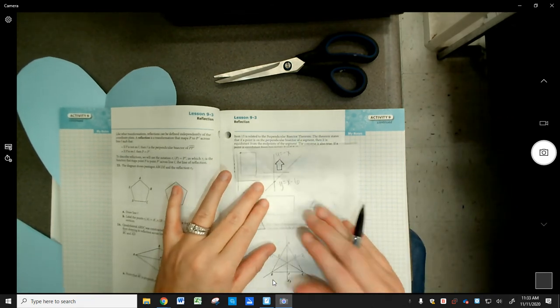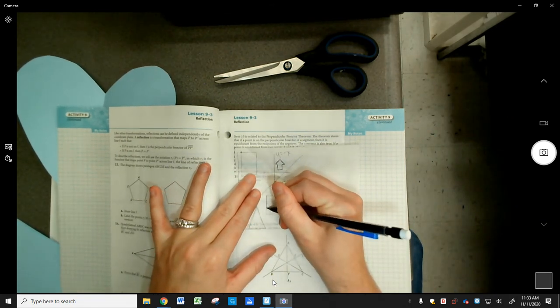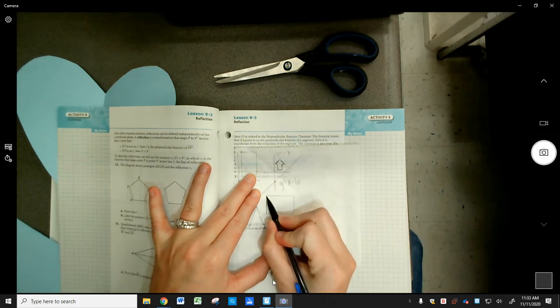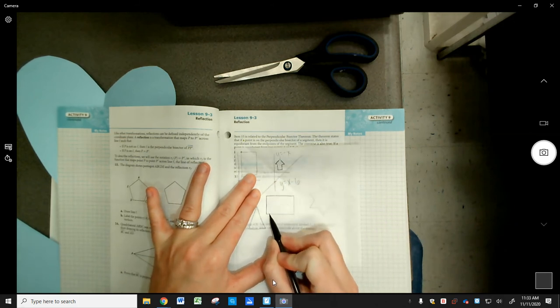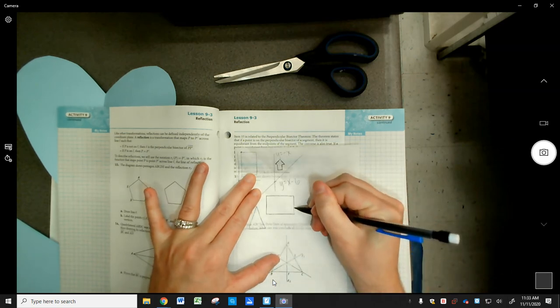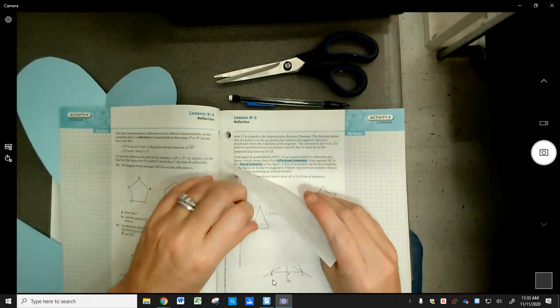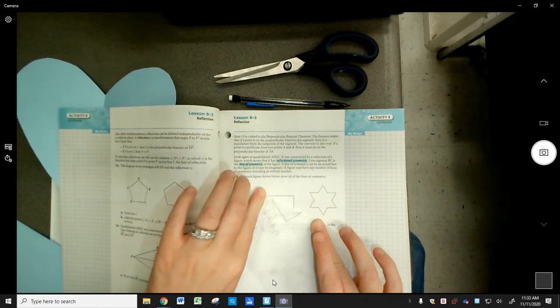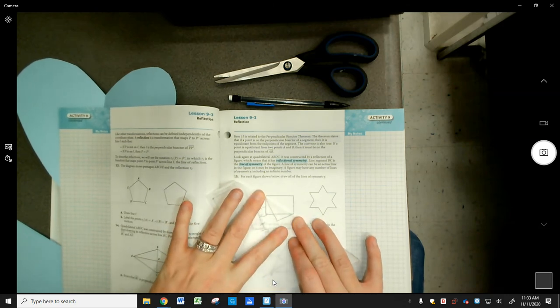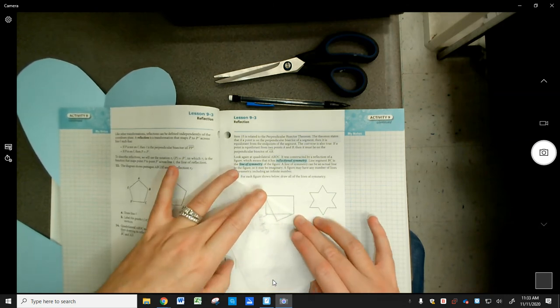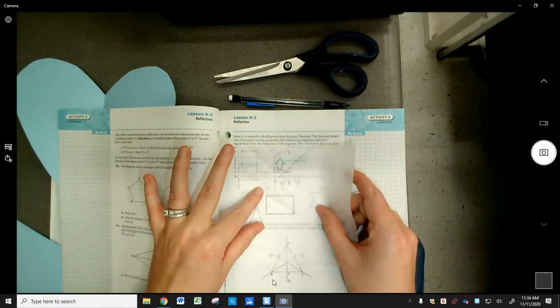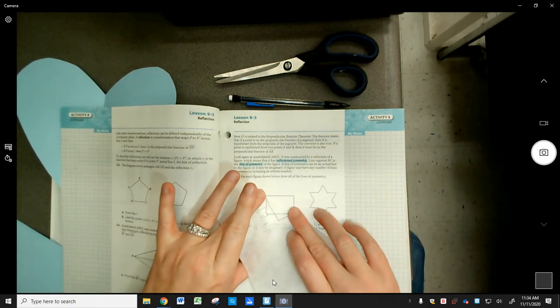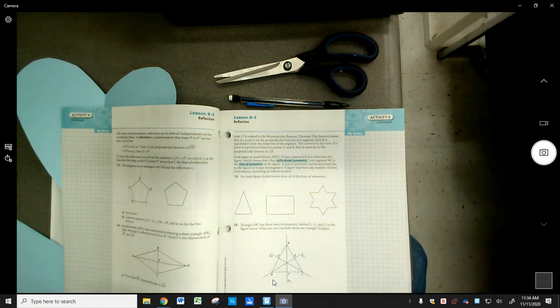For the rectangle, some of y'all are saying, no, it has a line of symmetry at the diagonal. So let's check and see. If I draw, it would look like that. Did that map it onto itself? No, it did not. So not a rectangle, unfortunately. And you can do the same idea with any figure. If you think it has a line of symmetry, then draw it and fold it on there and see if it works.